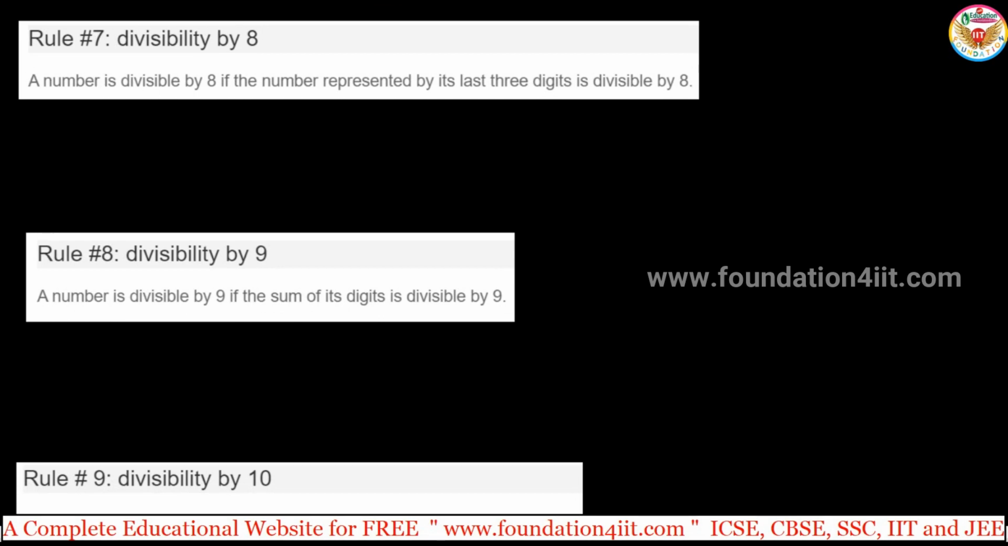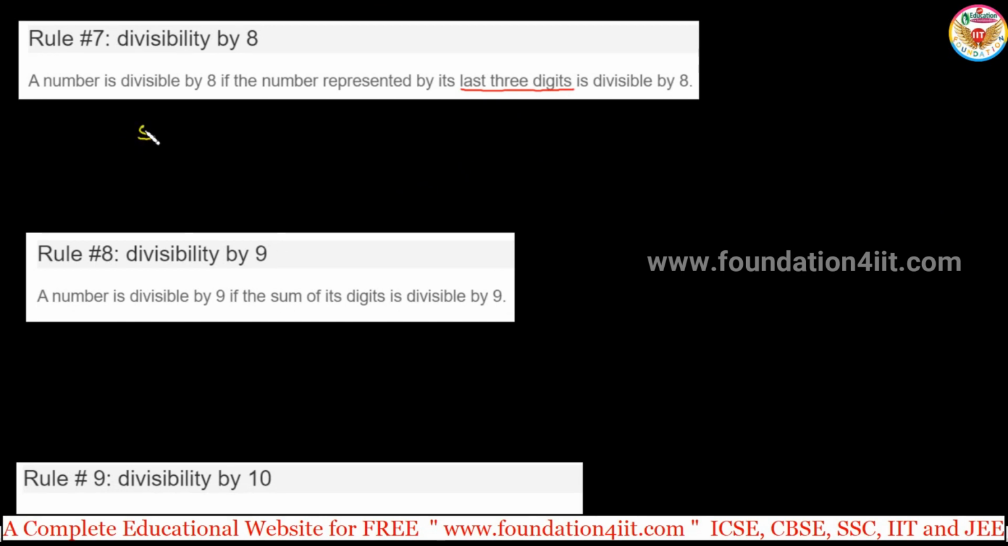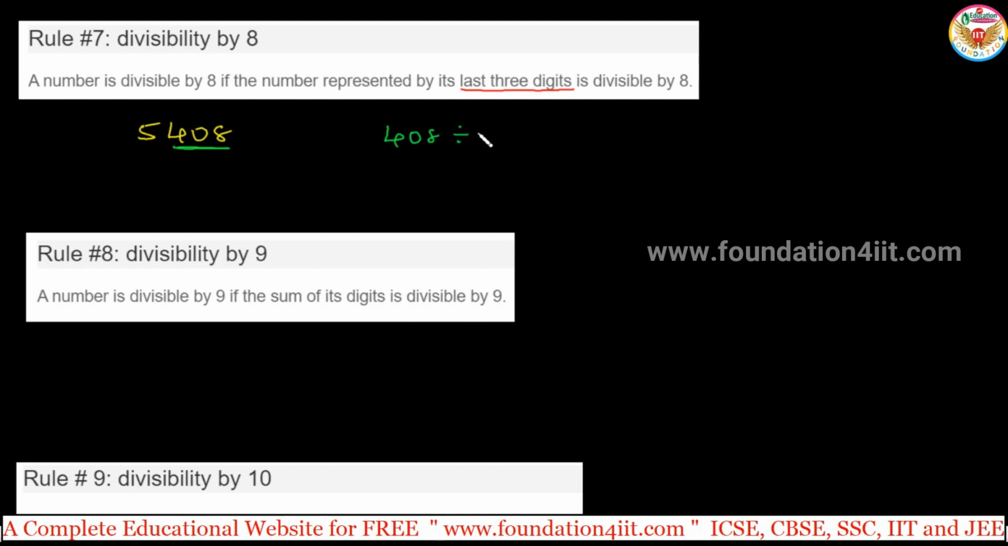Next, the rule for 8. This is the same as the rule for 4, but in this case the last 3 digits. If the last 3 digits are divisible by 8, then the number is divisible by 8. Right? Let's take an example, 5408. To check whether this number is divisible by 8, take the last 3 digits. 408 is exactly divisible by 8, so you get the remainder 0. So 5408 is also exactly divisible by 8.